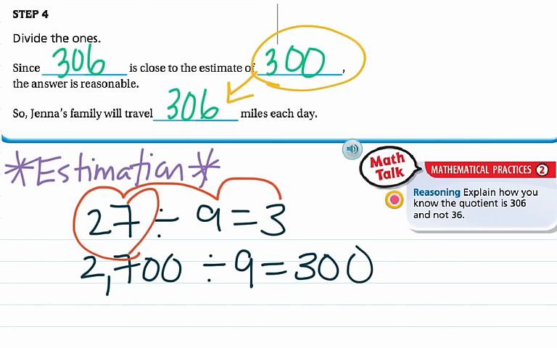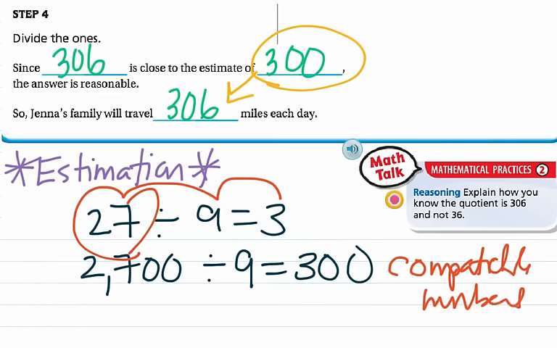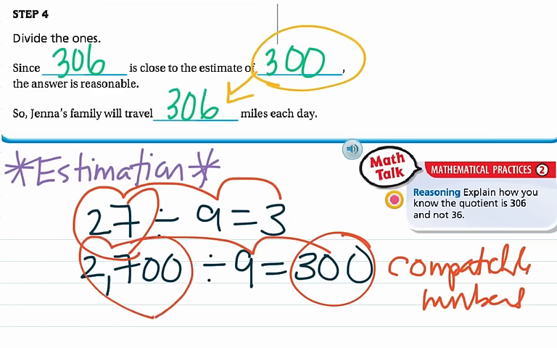So then we can build up to our compatible numbers of 300 times 9, which would give us 2,700. Notice there are 2 zeros in this factor. There are 2 zeros in this product. So that's another way we can check our answer.